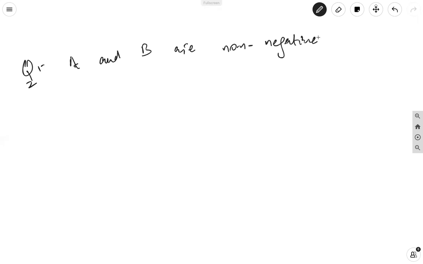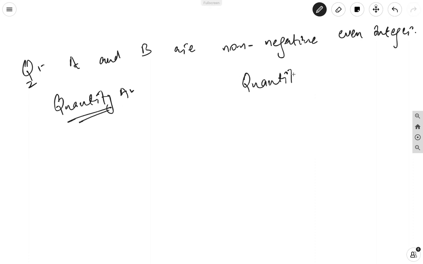Okay, now the question is a very interesting question. I just picked this question to build up your concept. All of these are of different nature, right? The question says that A and B are non-negative even integers, and this is a quantity comparison question. This is quantity A, this is quantity B.